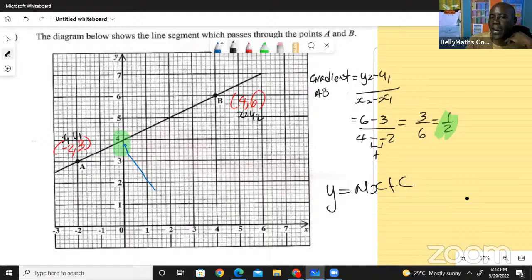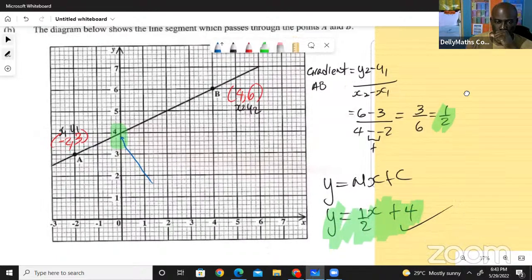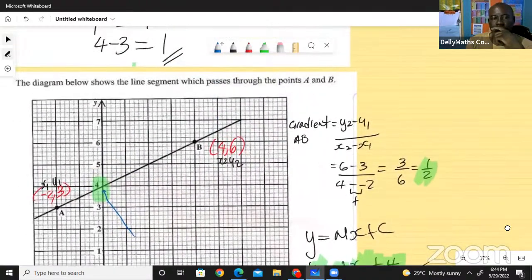But if I have all of these, I'm good, because y is equal to my gradient, which is 1/2 x, and the y-intercept, which is a +4. So this is the equation of the line that passes through AB. Y is equal to 1/2 x plus 4. All right, and there it is.